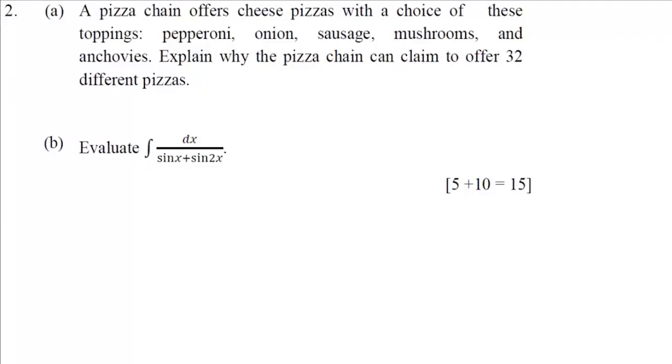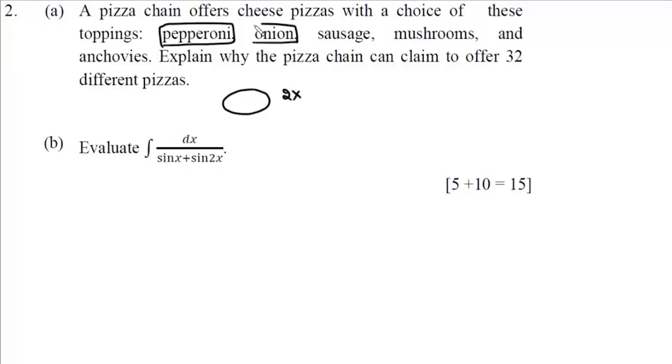Now question number 2 is, a pizza chain offers cheese pizzas with the choice of these toppings: pepperoni, onion, sausage, mushroom, and explain why the pizza chain can claim to offer 32 different pizzas. Now for any pizza, for every topping, we have 2 options. Either we can include that topping in the pizza or we can exclude it. So for pepperoni, we have 2 options. So it will be 2.